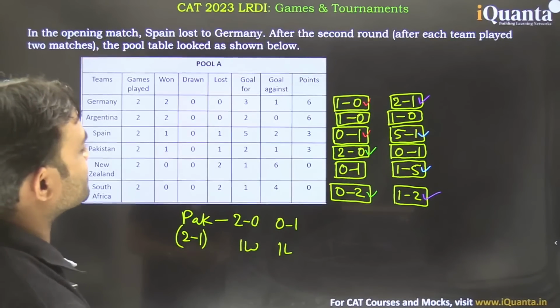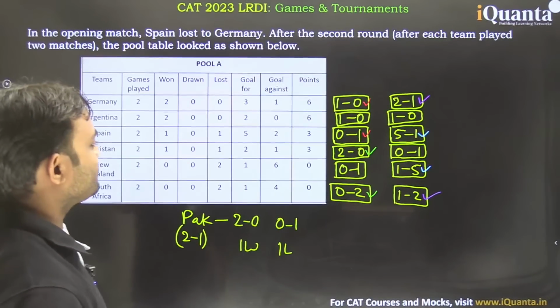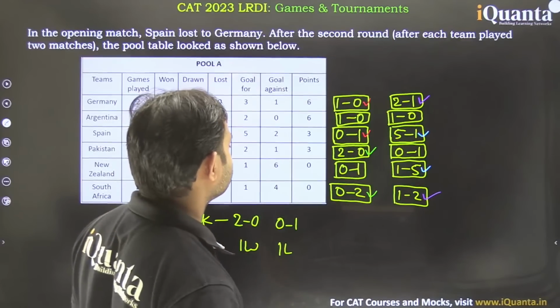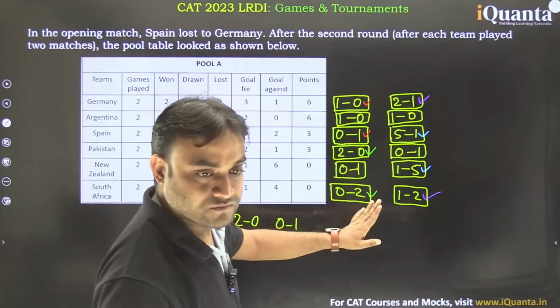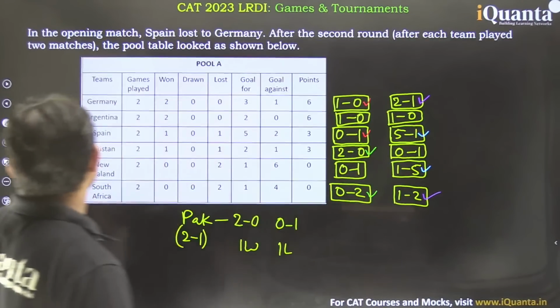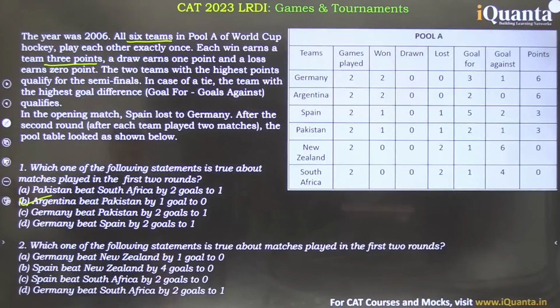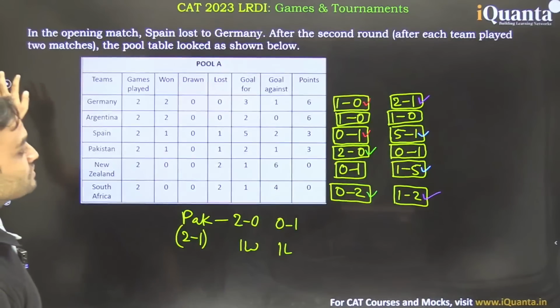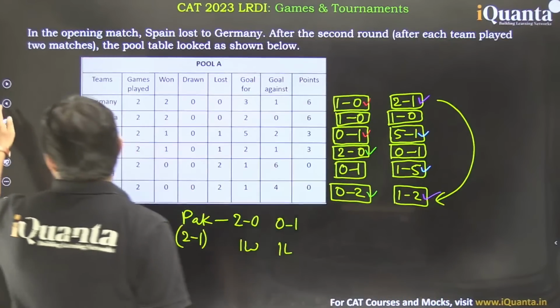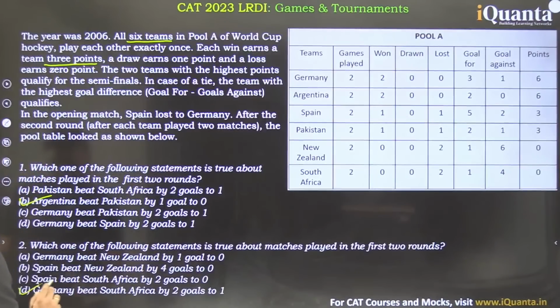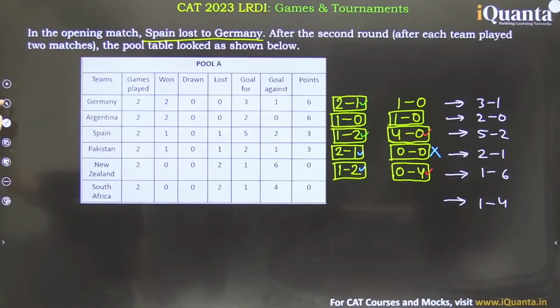Spain lost to Germany and we have taken the record of Spain. So which one is correct? Germany beats South Africa by 2-1. Yes, this one is definitely correct. So D is correct. Germany beats South Africa by 2-1. D is correct, right? Okay.